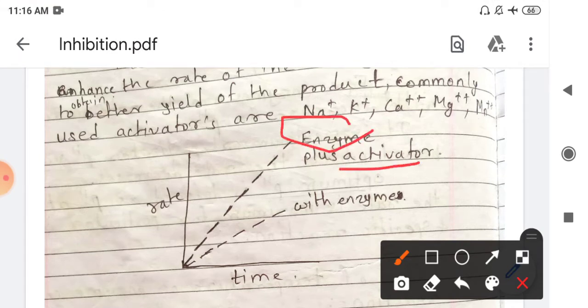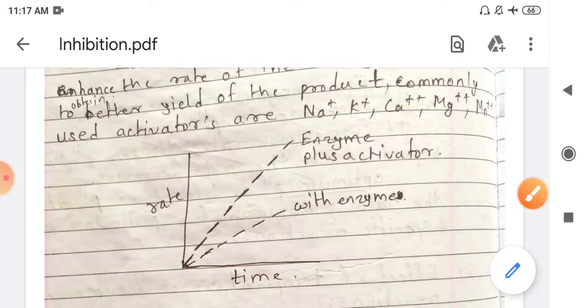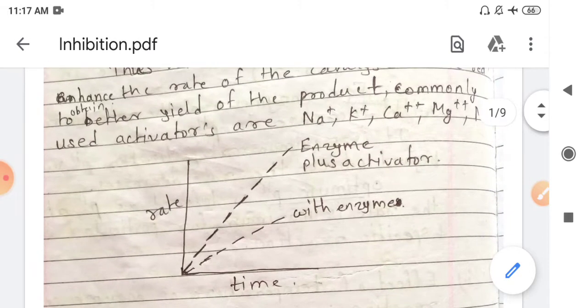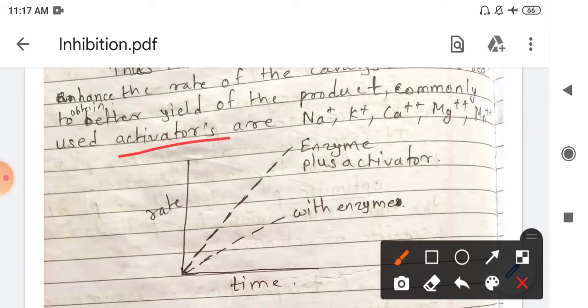Previously we have an enzyme as a catalyst. The main catalyst is the enzyme only. But if we are not getting a sufficient rate for the given reaction, what other method can we use? Along with the enzyme we can add the activator to the given sample, so that the overall rate of reaction is increased throughout the reaction. So a better yield of product is obtained by adding these activators. This is the case of activators.